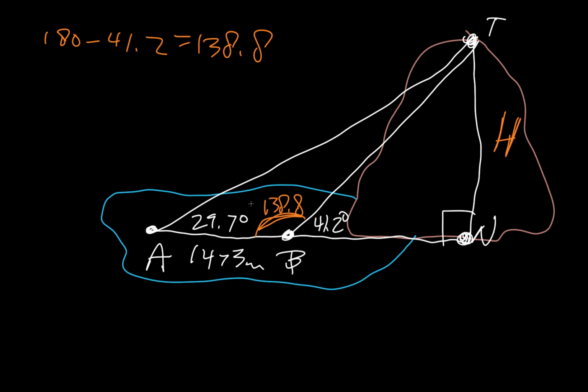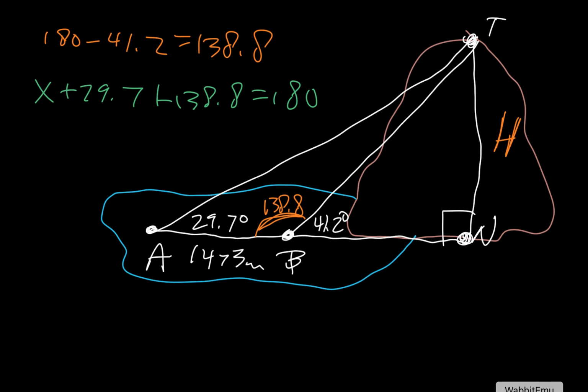So all the angles in a triangle add up to 180. The reason why I did 180 right here is because it was a straight line, and a straight line adds up to 180. So if we have this plus this, it needs to add to 180. Also, the interior angles of a triangle need to add to 180. So if we take this unknown, if we say x plus 29.7 plus 138.8, we know that equals 180. And so we just subtract both of these from 180. We do a little bit of algebra right there.